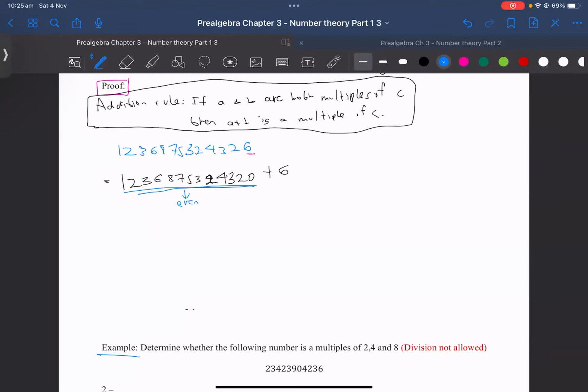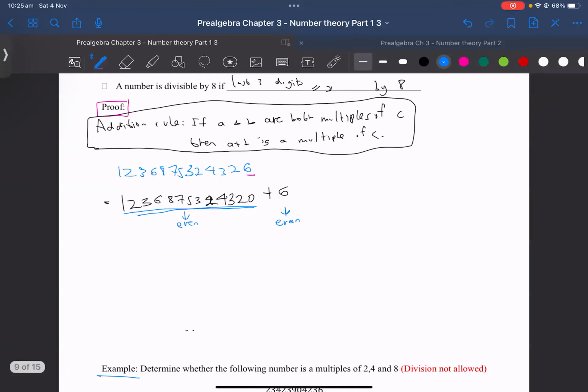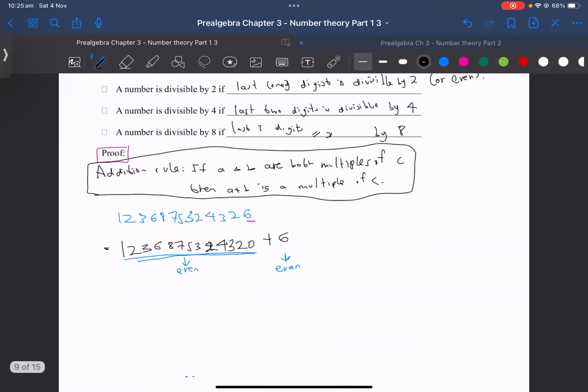So 2 is pretty easy, and then the second number is also even. That means the whole thing added together is even, right? So that's not a proof exactly, but this is how we're going to prove the other ones. So actually, for 2, don't take the proof, because the proof's not that important. 2 is pretty obvious, so let's not use the proof.